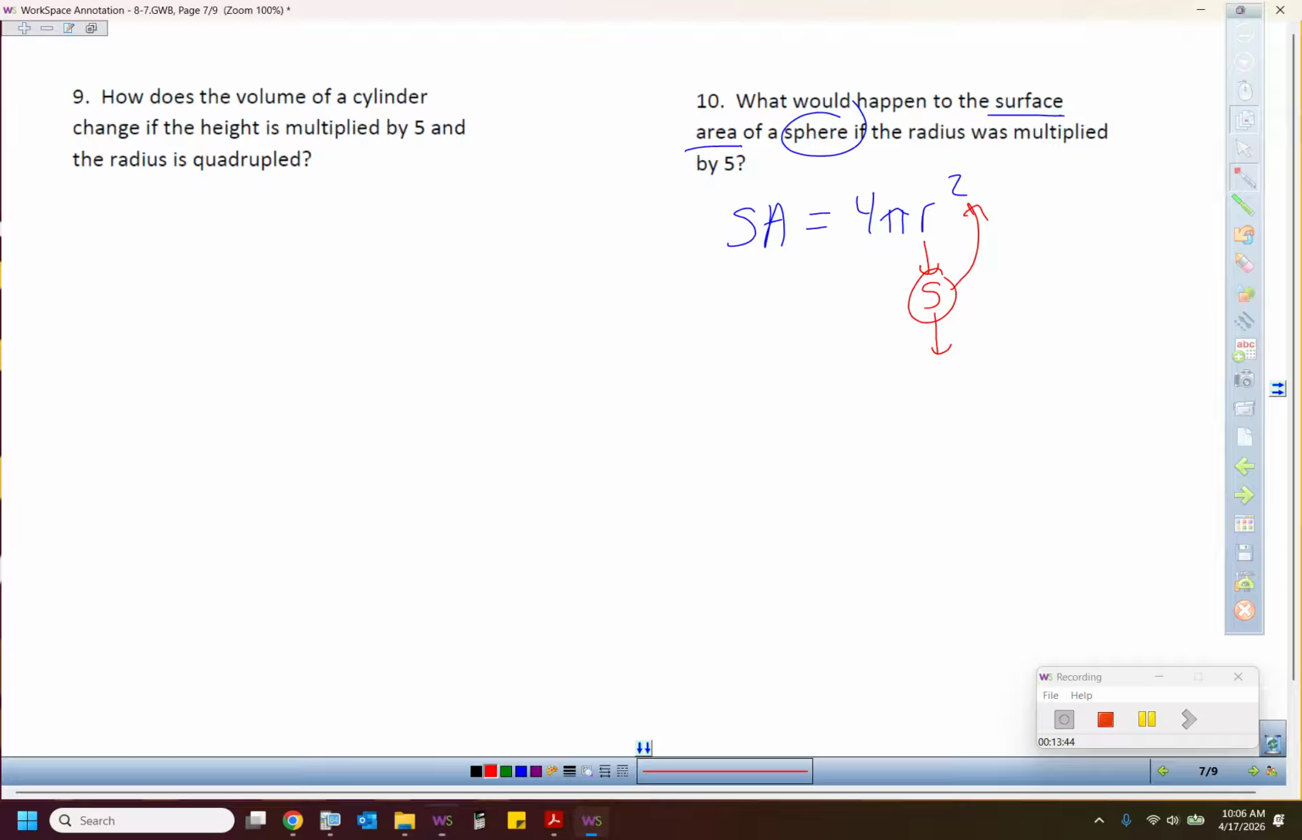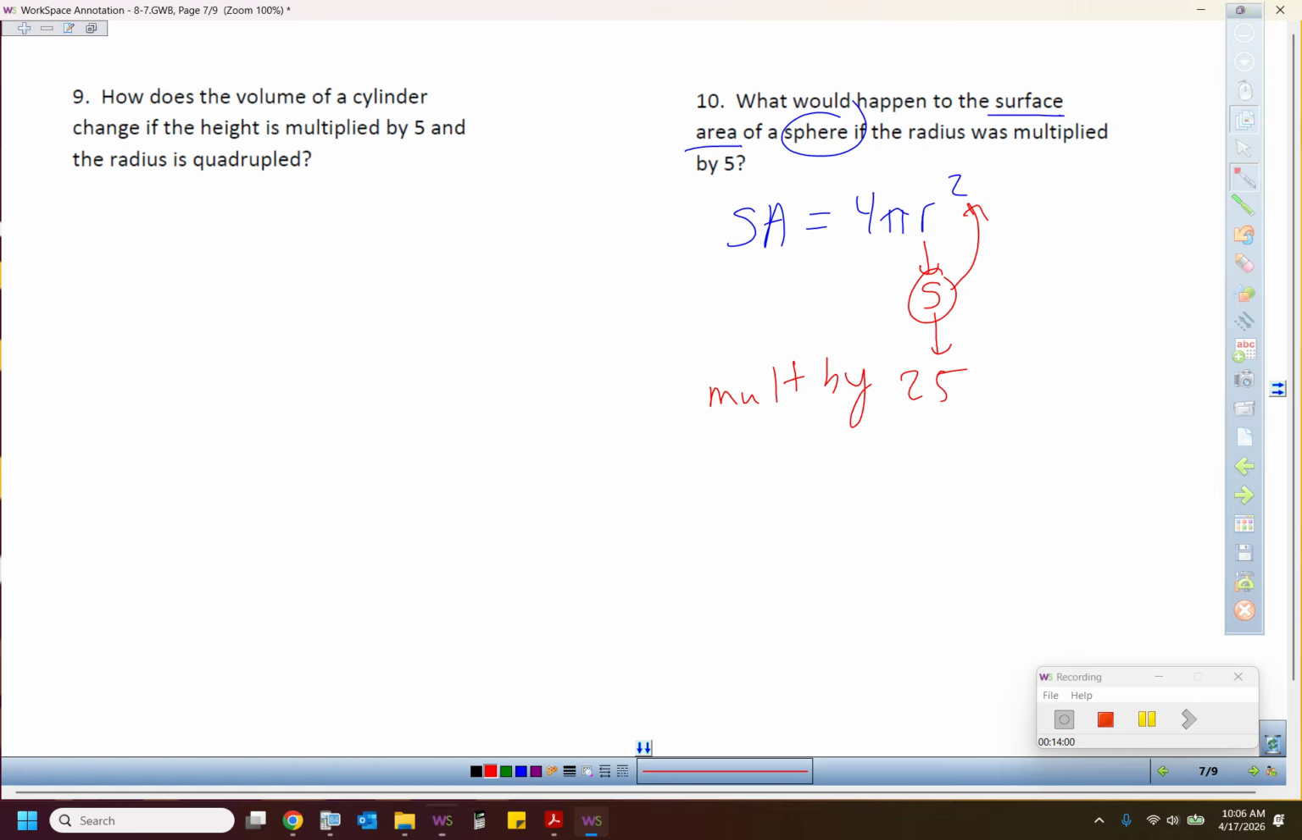I understand where a 10 comes from, but it's not a 10. It's not 5 times 2, it's 5 squared. What number pops out of there? 25, right? We cool with that? Isn't that the only thing that happened as well, right? So then we can say multiplied by 25.